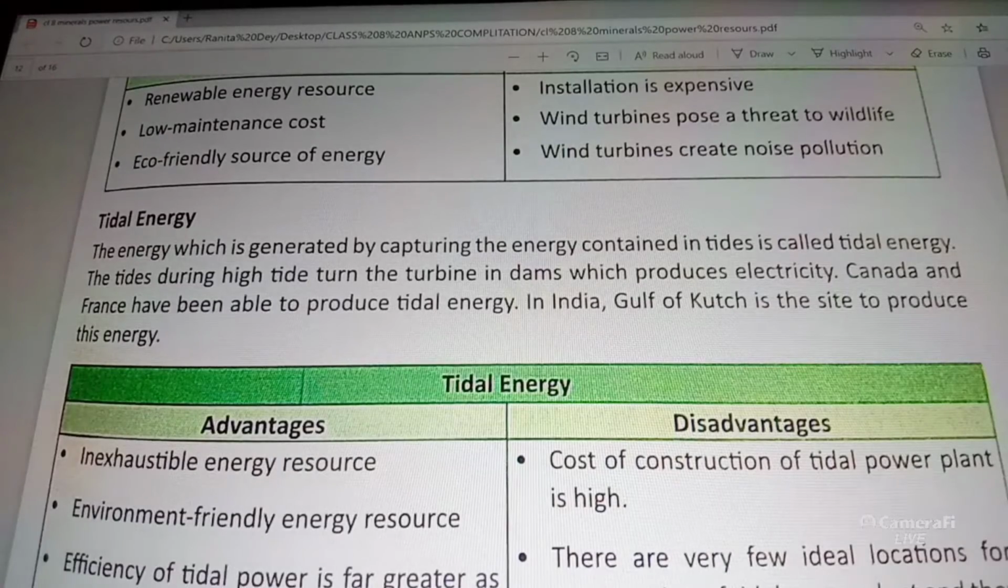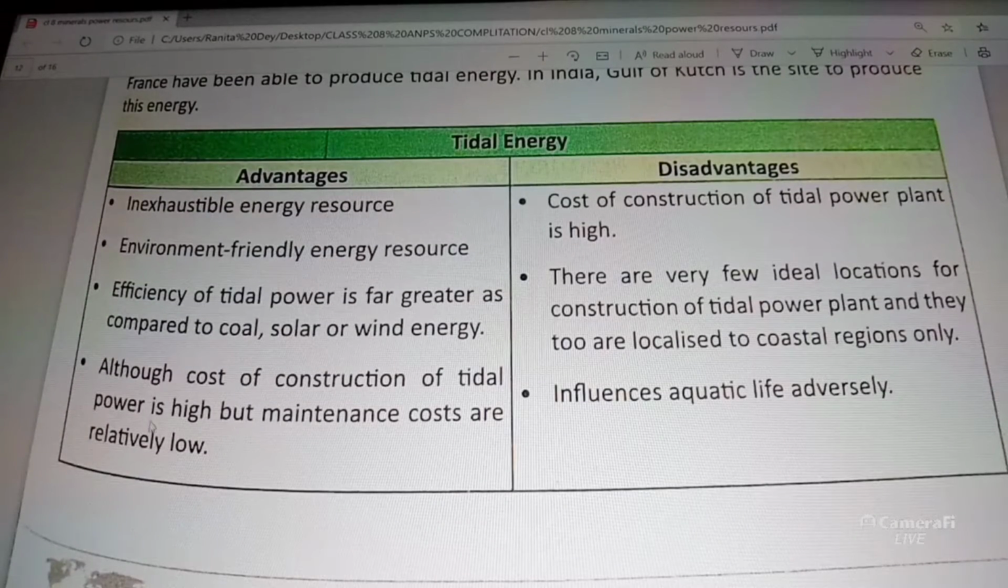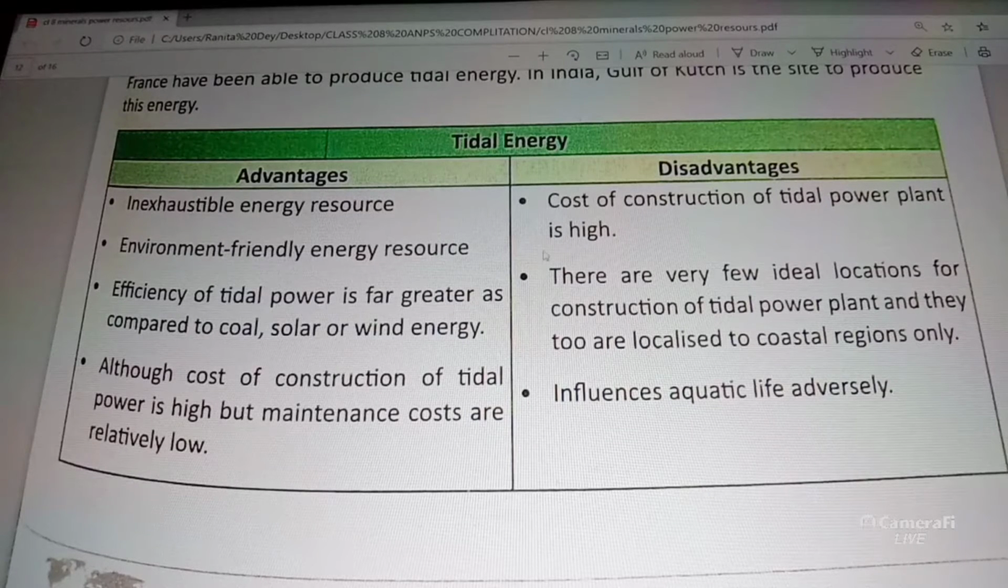So now move on to the advantages and limitations of tidal energy. Advantage: inexhaustible energy resource, environment friendly energy resource. Yes, it causes less harm. Efficiency of tidal power is far greater as compared to coal, solar or wind energy. Next, although the cost of construction of tidal power is high, maintenance costs are relatively low. So now we have that maintenance cost is relatively low. Again, the cost of construction of a tidal power plant is high.